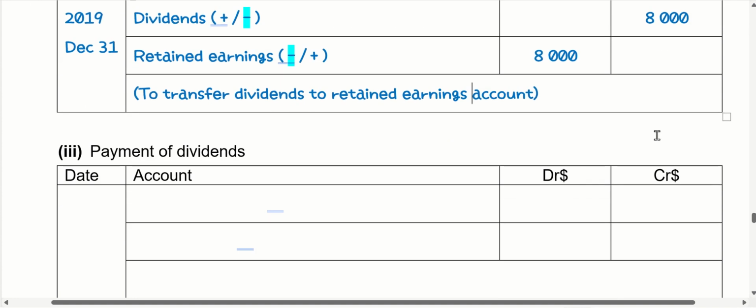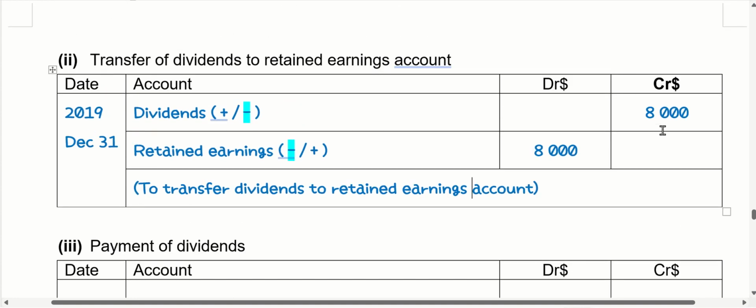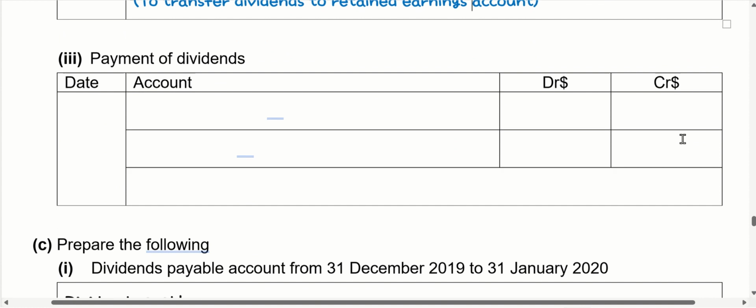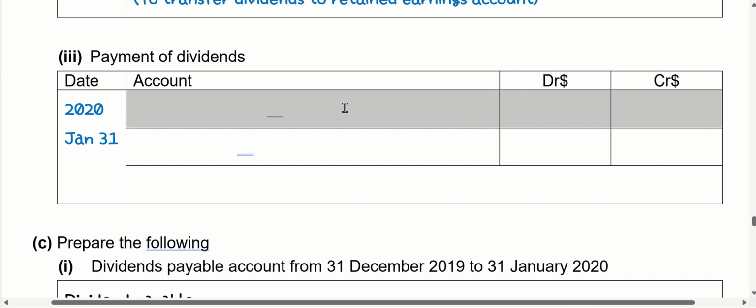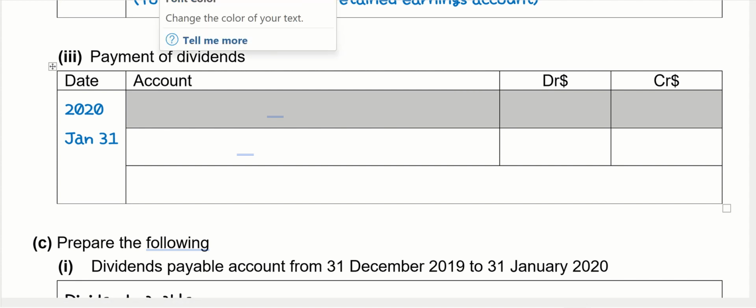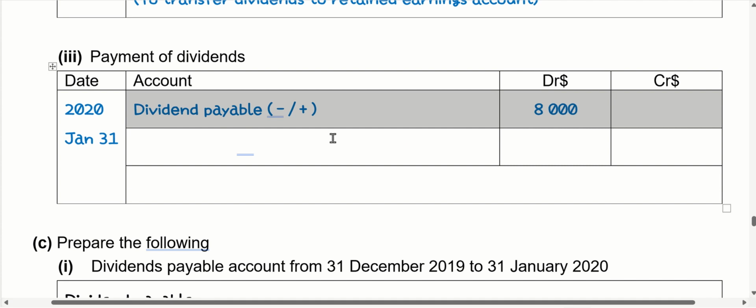All right. Next one, payment of dividends. When you pay your dividends, what are the two accounts affected? So when did you pay? From the question, you paid dividends on January 31st. So we record 2020 January 31st. And when you pay your dividends, you don't owe the dividend payable anymore. So you record a minus dividend payable because you don't owe this dividend payable anymore.